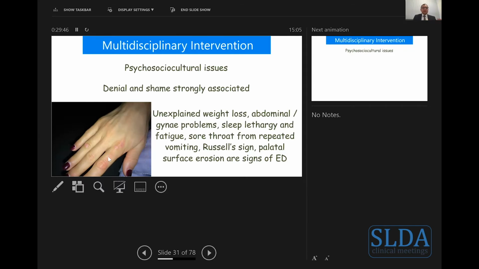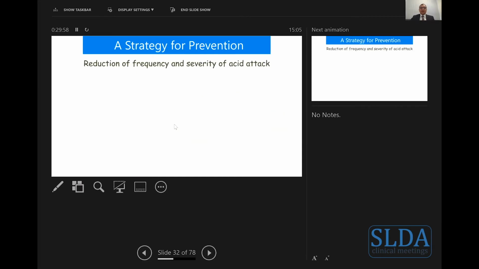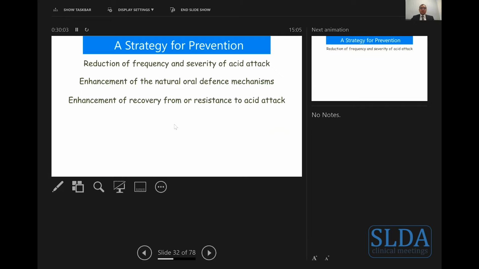So seeing these kind of signs can give you an idea about the need to include multidisciplinary teams, clinical psychologists, for example, to help us. And we cannot turn a blind eye to them. We need to support these patients, which is important.